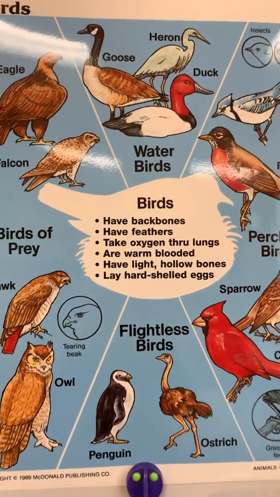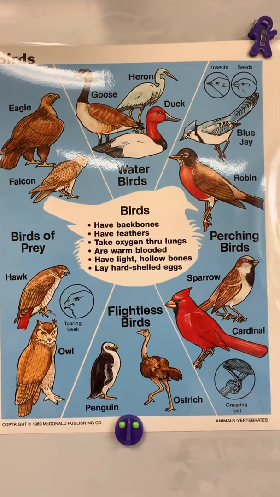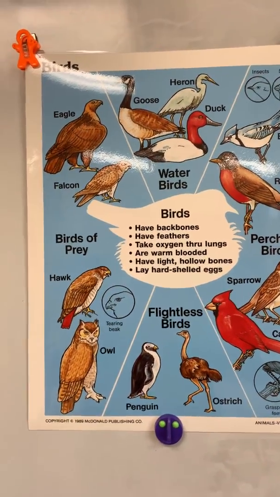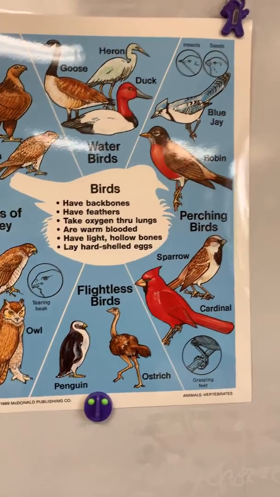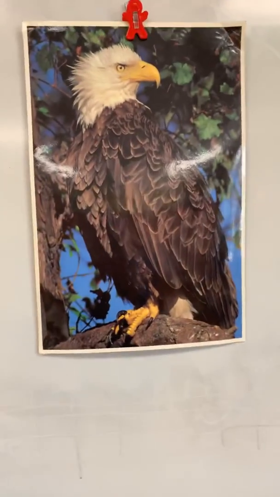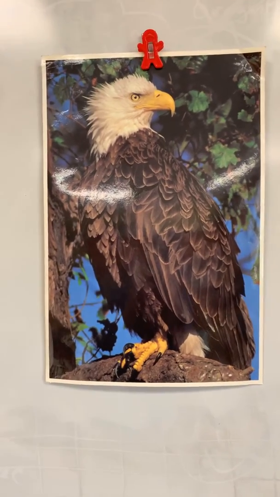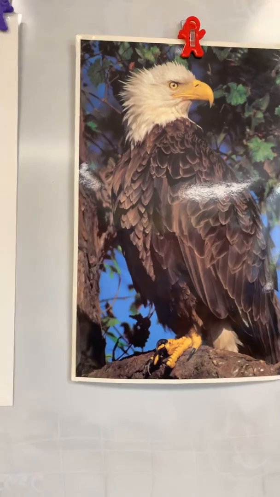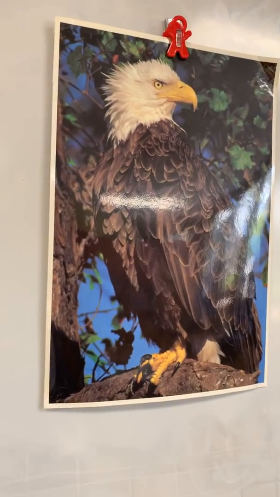In our next section, section 2, we're going to talk about some of these different types of birds, and some of them you have to see around here: the large birds of prey, water birds, perching birds, and flightless birds. And then, of course, I have a neat picture of our American symbol, the bald eagle, which is a beautiful bird of prey. Okay, so let's look at our book, and let's see what it has to say in this section about birds.